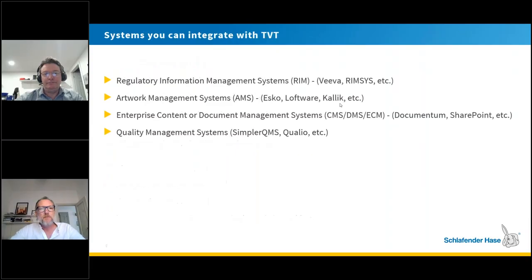Okay, so speaking of artwork management systems, what else can you connect to? Here are some examples. The second one down, obviously the AMS. I think we all know SQL Web Center, Loftware SmartFlow, Calic Veracity. At the top, the regulatory information management system, the RIM system, like Viva and RIMSys, for example. And then you have the broader content management, document management solutions, so Documentum and SharePoint, and then even into quality management systems or EQMS, so Simpler or Qualio, for example.